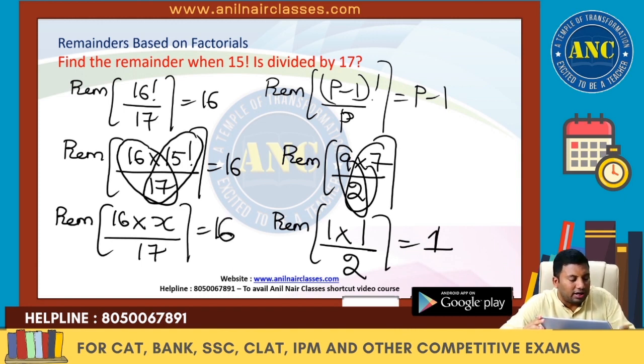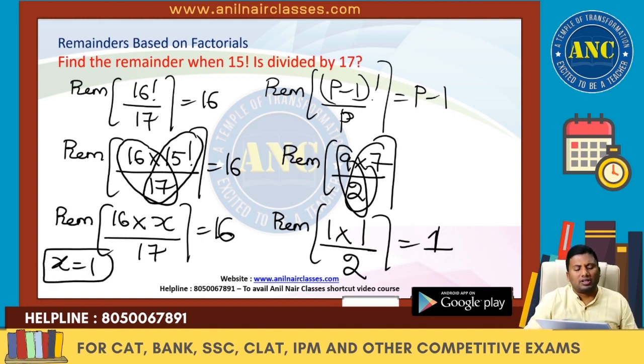Just by looking at the question itself, I can say that x is equivalent to 1. Because 16 ones are 16, and 16 divided by 17 is 16. By looking at the question itself, I am able to deduce that 16 factorial divided by 17 is 16.